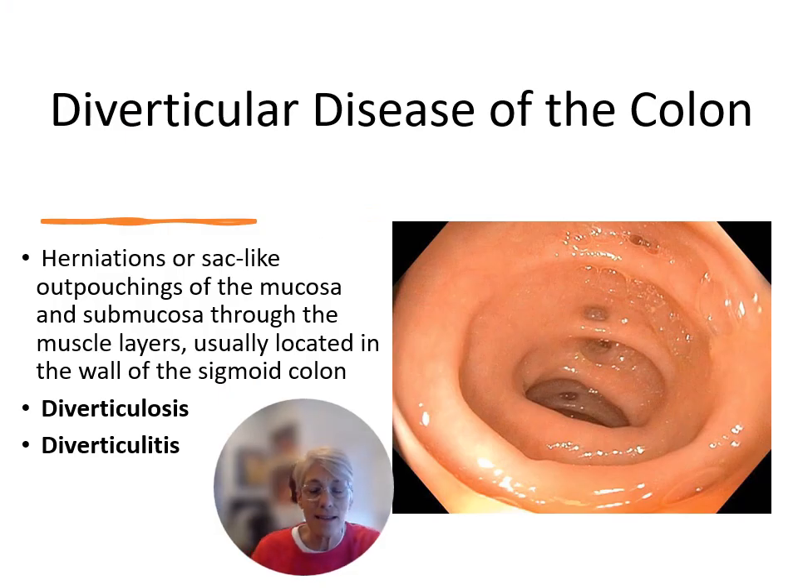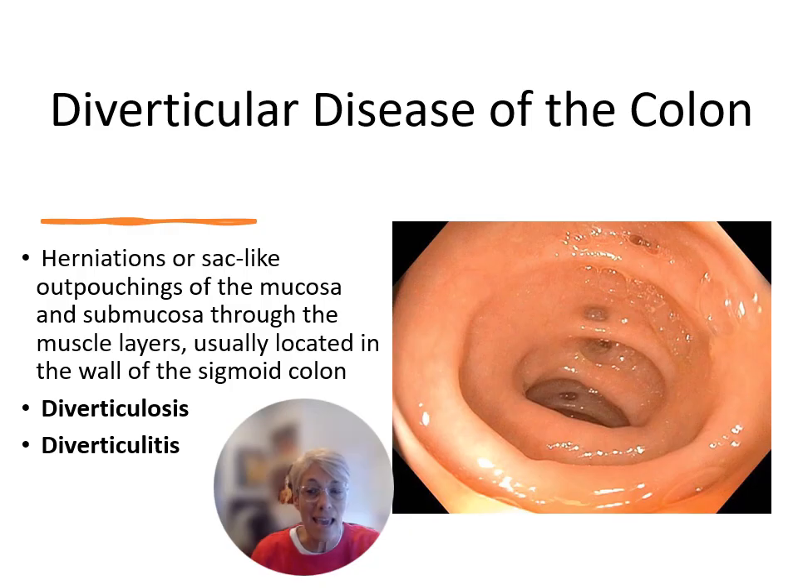So lastly, I need you to know, just again, in conversation, what is diverticula, what is diverticulitis, or diverticulosis, and diverticulitis. So diverticula are herniations or sac-like outpouchings of the mucosa and the submucosa through the muscle layers, usually in the sigmoid colon, and they are more common in older adults. You see those little pocking kind of pouches that are in there, again in the colon.